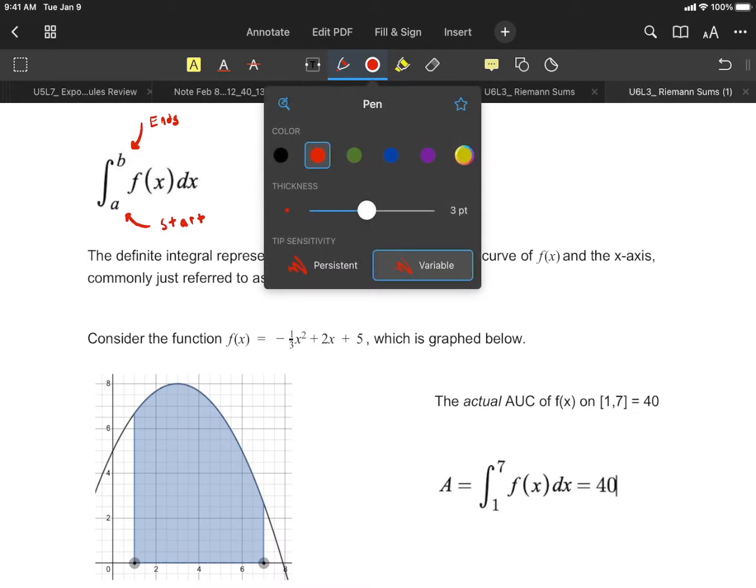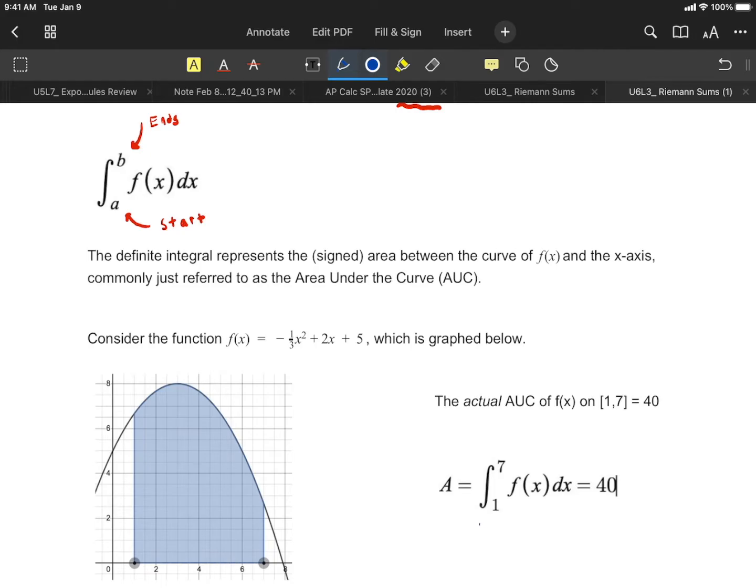I'll go ahead and read this one out. You want to be able to say these out loud. The definite integral of f of x from 1 to 7 is 40. And in this case, I had Desmos compute it for me. The actual area under the curve of this function is 40. So the area under the curve, the definite integral, is 40.